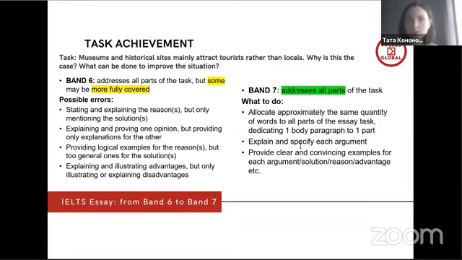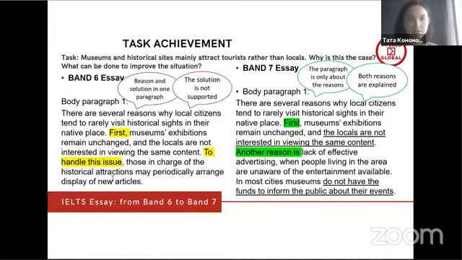First, try to make sure that each body paragraph is dedicated to one idea. Secondly, you should make sure that your body paragraphs are of approximately the same length. And naturally, you have not only to state your arguments, but also explain and specify them, providing clear and logical examples. Have a look. The task for the essay is here, and it's a causes and solution essay.